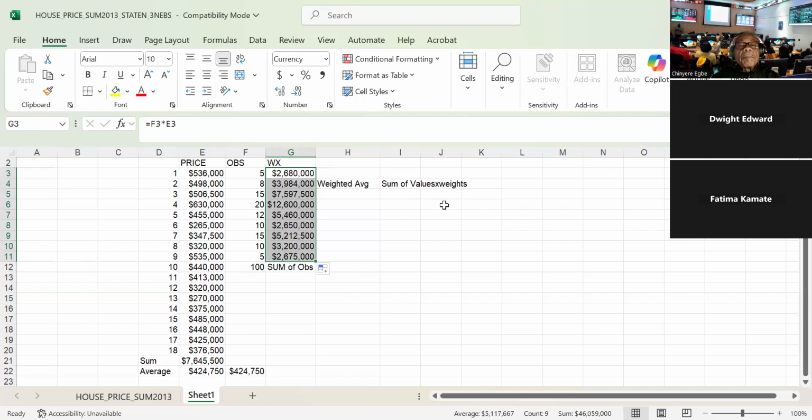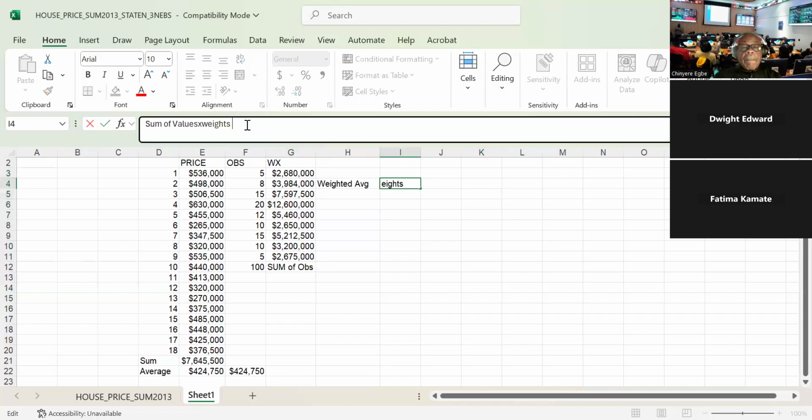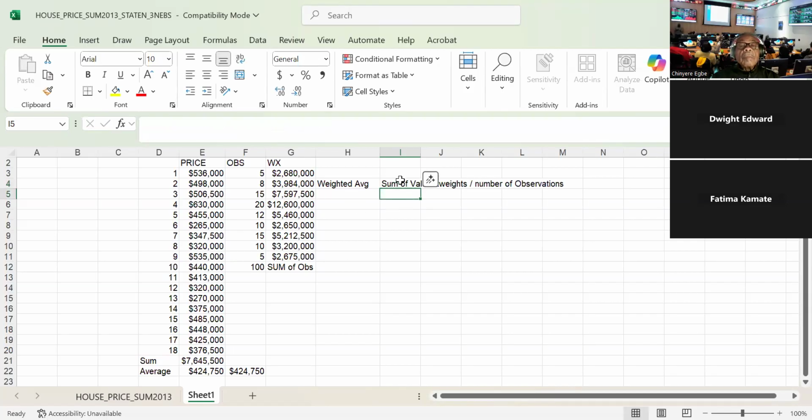And so now the weighted average is the sum of the values and their weights divided by the number of observations. Okay. So that is a weighted average.